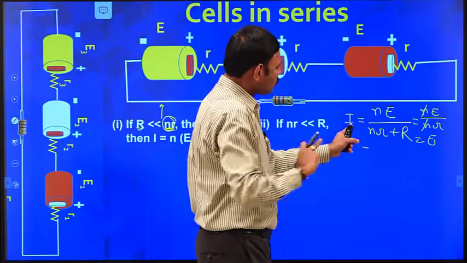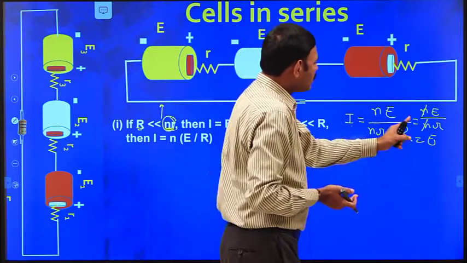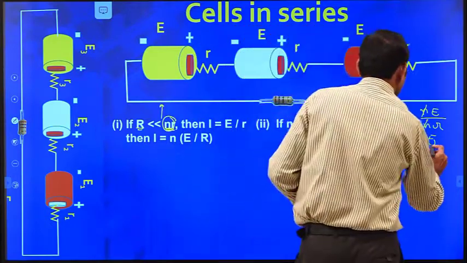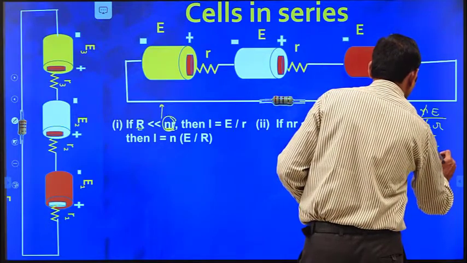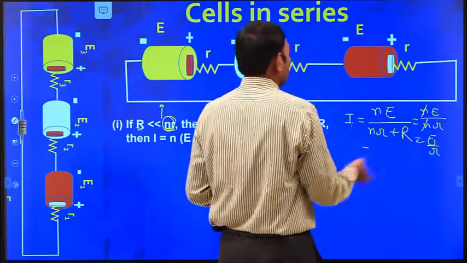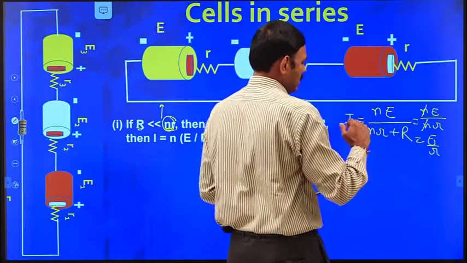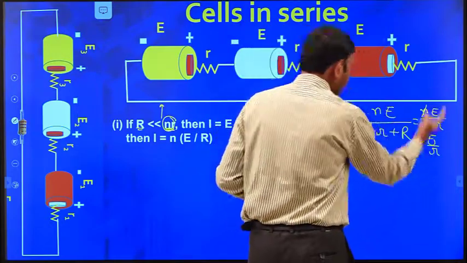The current through a used battery is the current through one resistor. So E by R is the current given by one cell. The current given by the combination of cells is also equal to the current given by one cell.